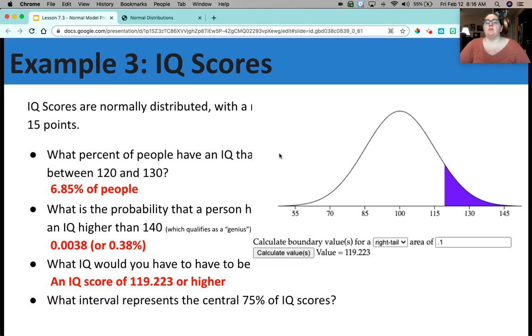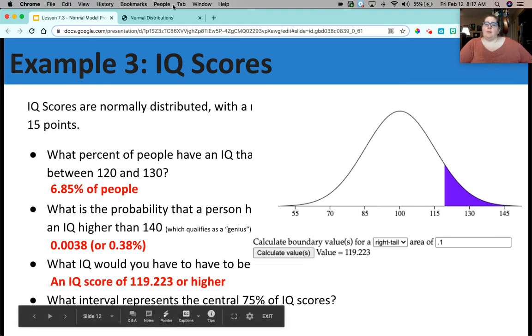And then the last question we're going to do is, what interval represents the central 75% of IQ scores? So interval means I should be getting two numbers. I want to know what two IQs have an area between them that is 75% on the graph. And I do want the middle 75%, so I know I'm going to be in the middle.